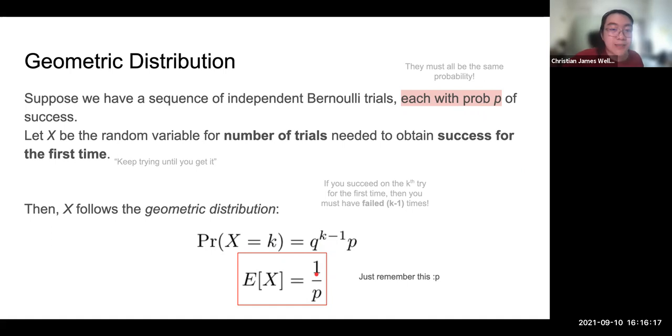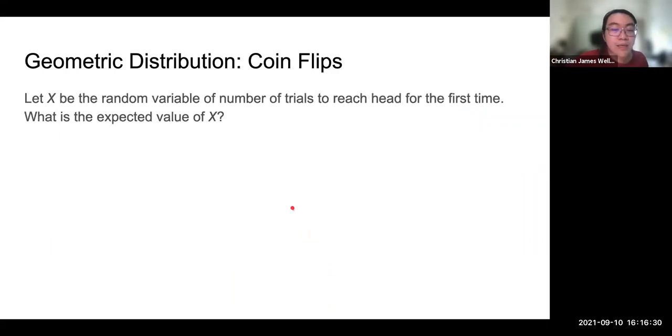Okay, hopefully that wasn't too fast. But if there are 2 things to remember here: geometric distribution is you keep trying until you succeed, and the expectation is 1 over P, 1 over the probability of success. Okay, so here is me going through some examples. For example, coin flips. Probability of success is half.